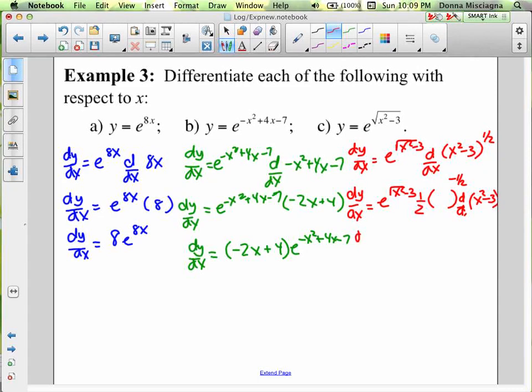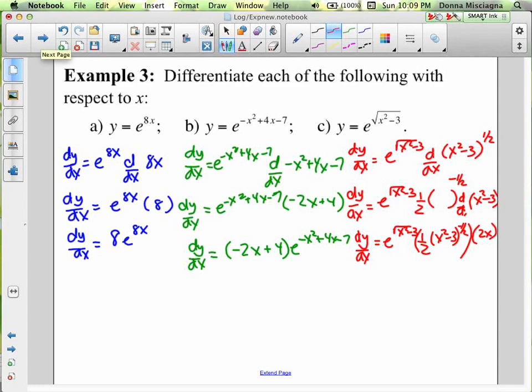All right, so our derivative dy/dx is equal to, let's fill in our block too, e to the x squared minus 3 power times, I'll put parentheses there, 1/2 times x squared minus 3 to the negative 1/2 power, times the derivative of x squared minus 3, which is just 2x. The derivative of the 3 is 0.